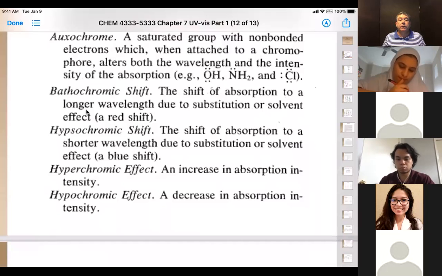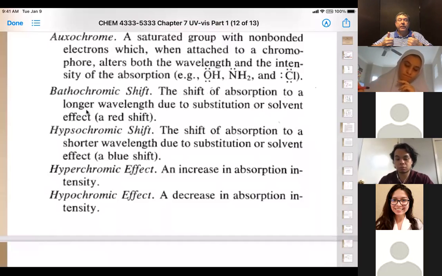But then there's also hypochromic, which means you can decrease absorption intensity. And these effects are also found in solvents. Certain solvents can increase or decrease it. For example, if a solvent hydrogen bonds strongly to something, that can take away some of the effect and actually decrease the absorption intensity.